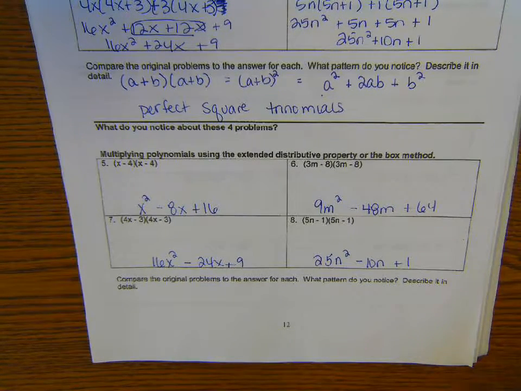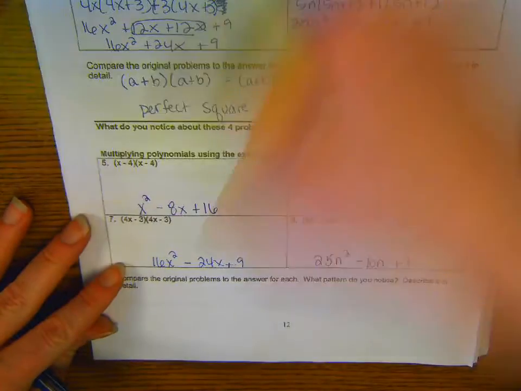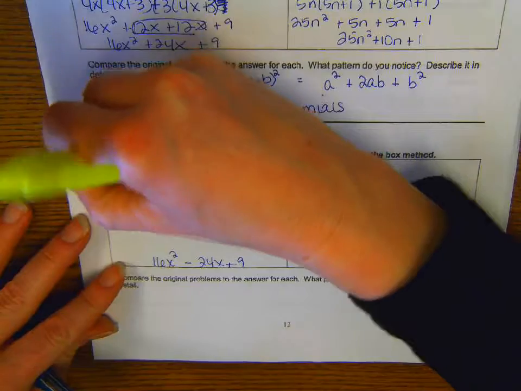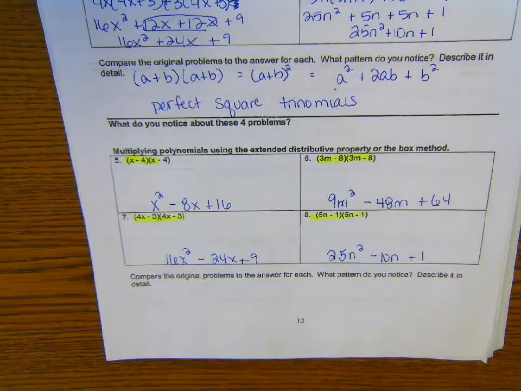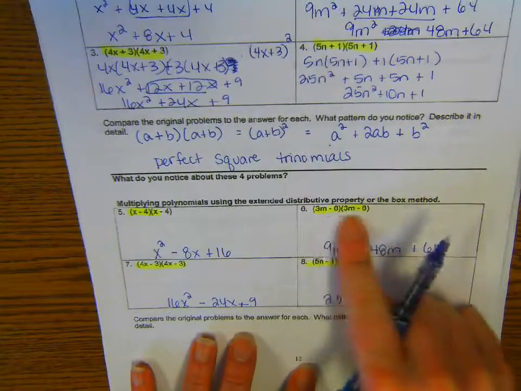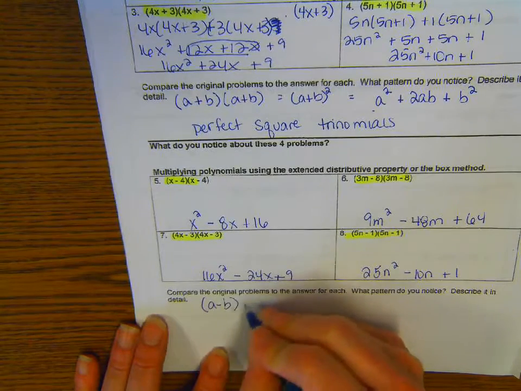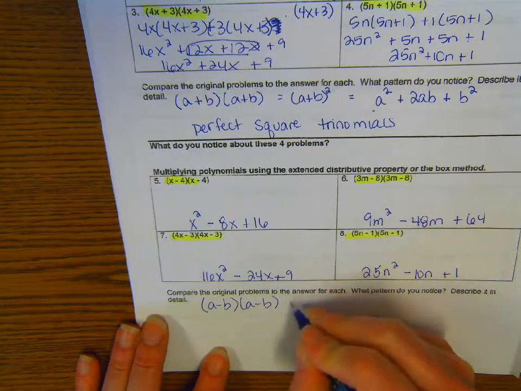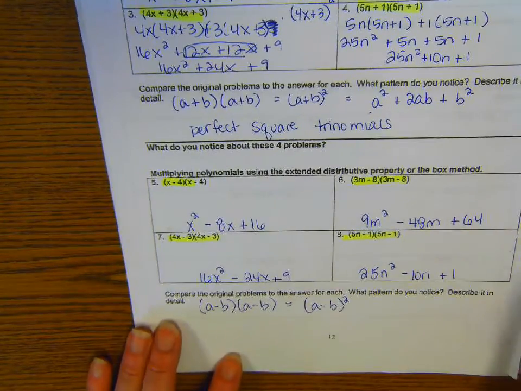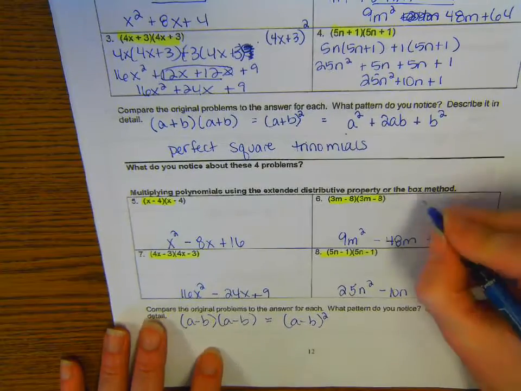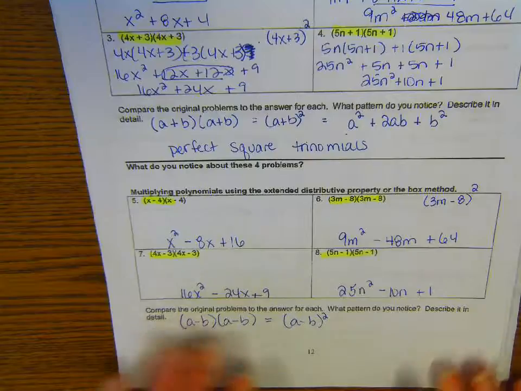But what I was hoping you would notice about this one is that these four are very, very similar. But this time, the factor that's repeated is a subtraction. So we would write this as (a - b)(a - b). Another way of writing that is (a - b) squared. And so, for instance, another way that you might see this is (3m - 8) squared.